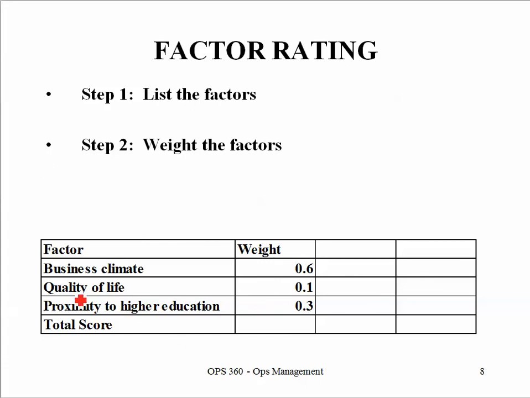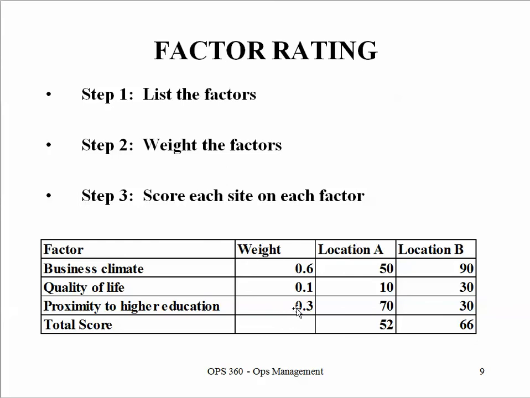And in this example, it looks like I am most concerned about business climate. I give it a weight of 60%, or 0.6. Again, these fractions could be thought of as percentages, so 0.6 is 60%, 0.1 is 10%, 0.3 is 30%, and so forth. They all have to add up to 1. In this example, I've given the heaviest weight to business climate, the next heaviest weight, 30%, to higher education, and quality of life only gets 10%. I'm not completely forgetting about it, but it's not getting a huge weight. So that's step 2.